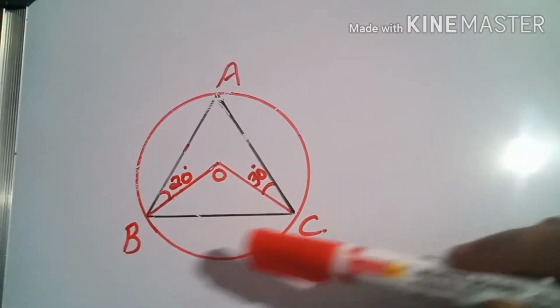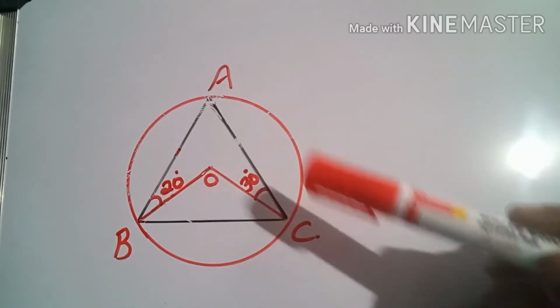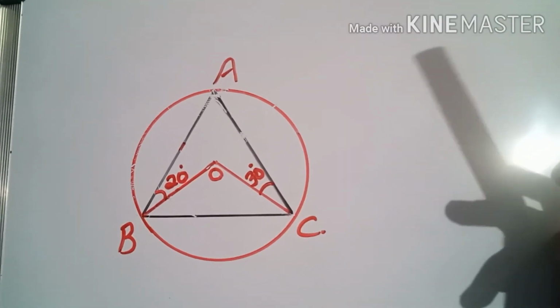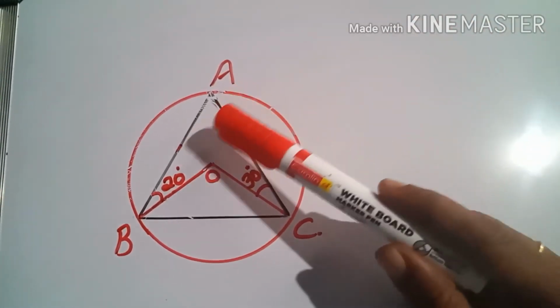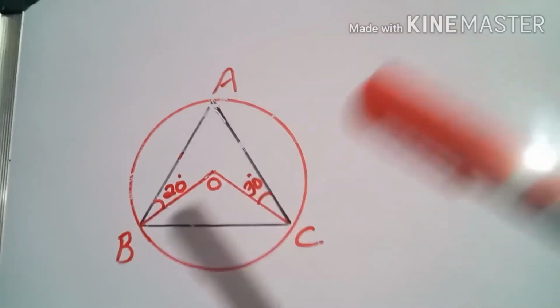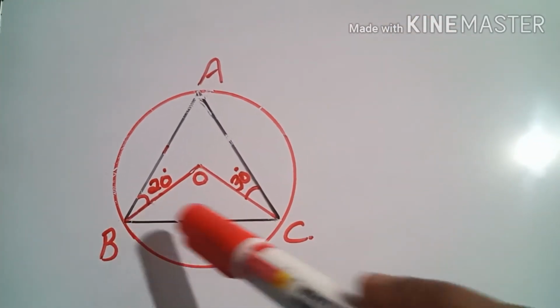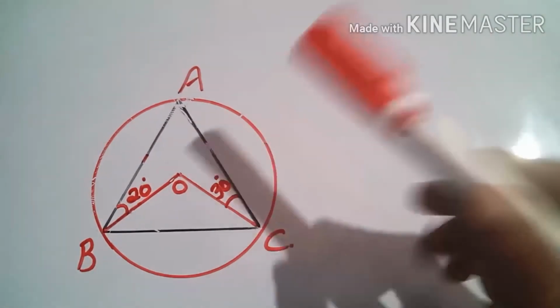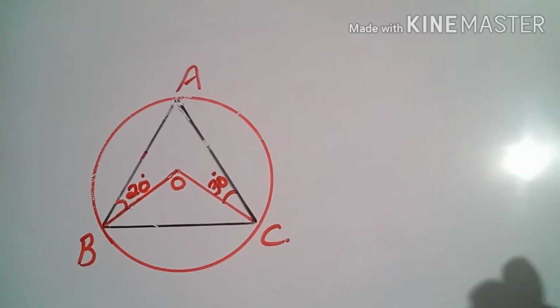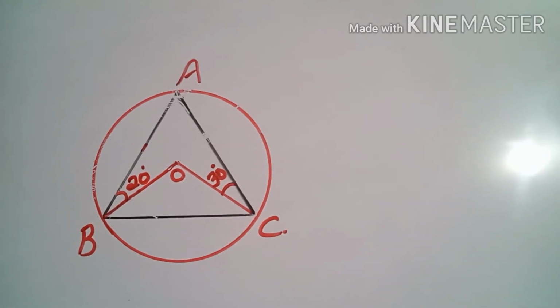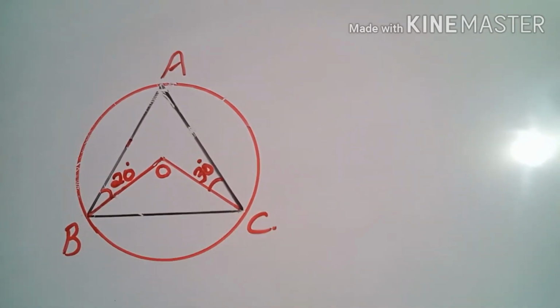So here A, B, C are points on the circle. O is the center of the circle. Here we have to find all the angles of triangle ABC. Only a small part is given, that is, angle OBA and OCA are given. We need to find all the angles of triangle ABC and all the angles of triangle OBC also.